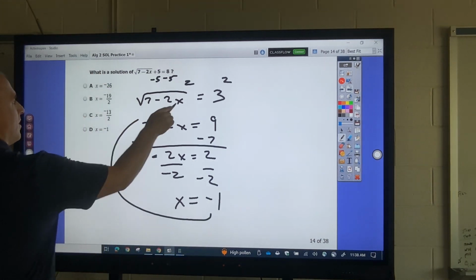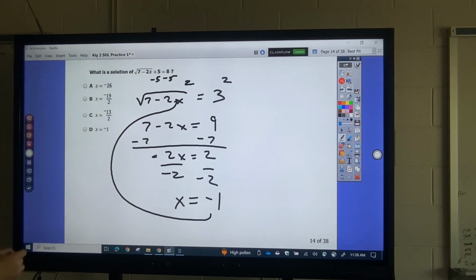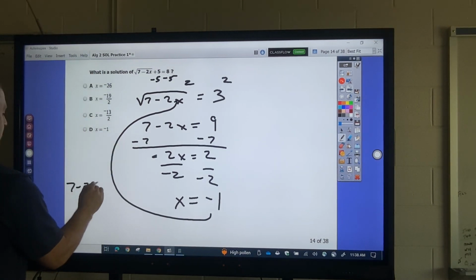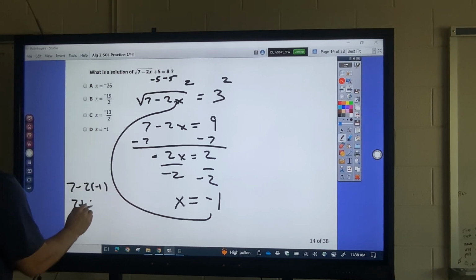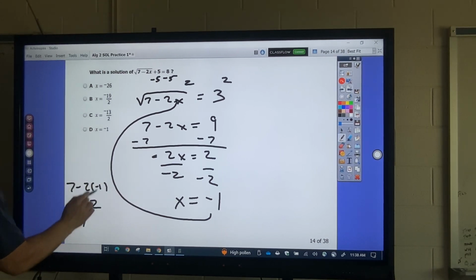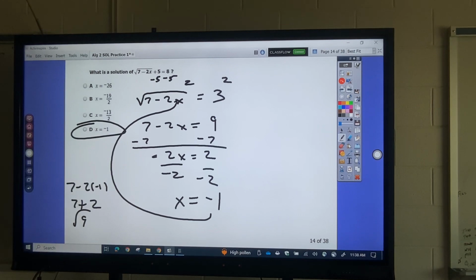If I put -1 back in there, that would be okay, because that would be 7 minus 2 times -1, which is 7 plus 2, which is 9. Square root of 9 is 3. So that'd be my answer. Okay?